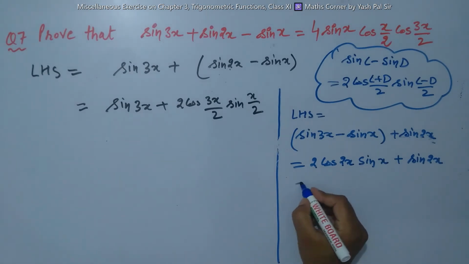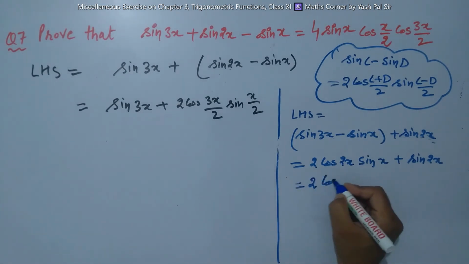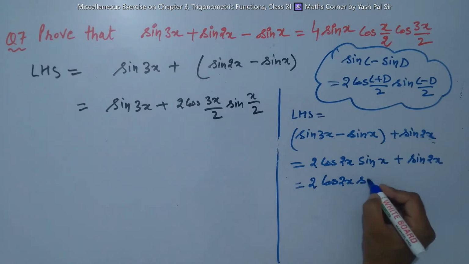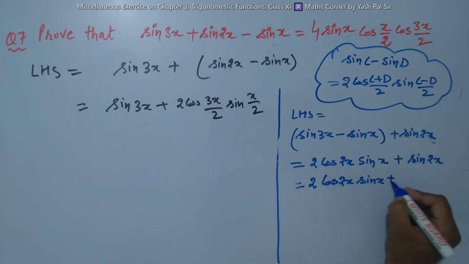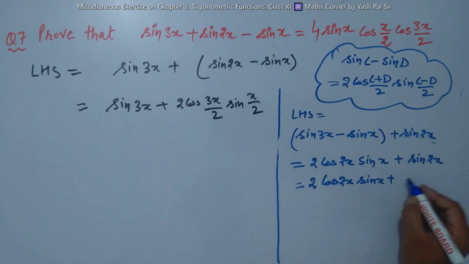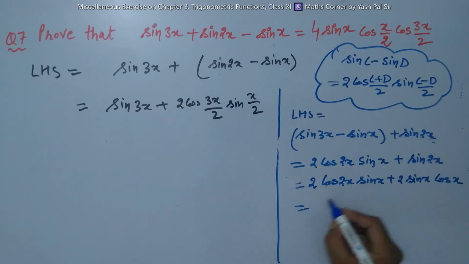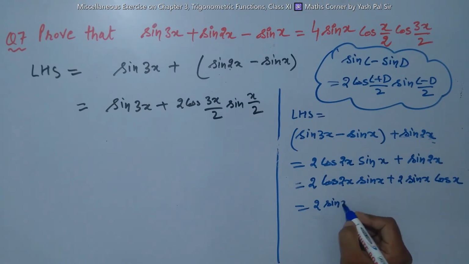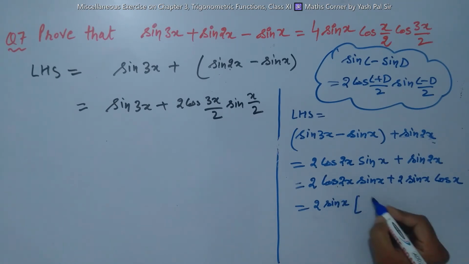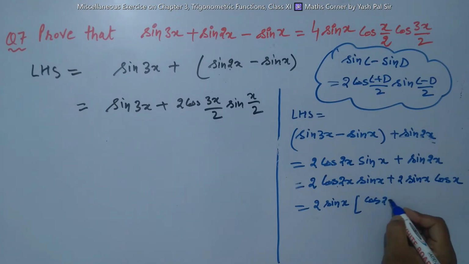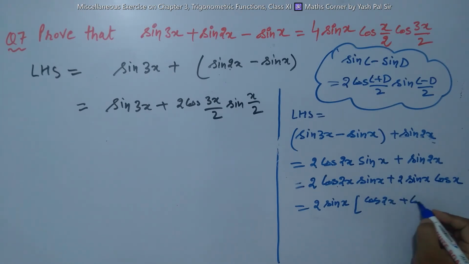So here what we do now is equal to 2 cos 2x sin of x plus sin 2 theta, which is equal to 2 sin theta into cos theta. So 2 sin of x into cos of x. So now taking common, 2 sin x is taken common. What we are left with, cos of 2x plus cos of x.